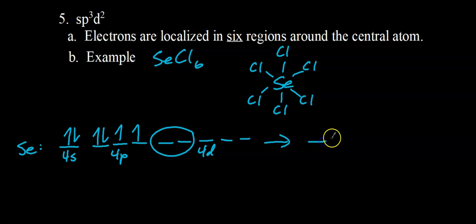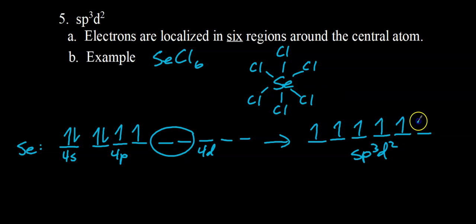d orbitals to give rise to 6 new hybrid orbitals called sp3d2. Selenium now has 6 half-filled orbitals that it can use to form 6 covalent bonds. And that's how the central atom is able to form, in this case, 6 covalent bonds.